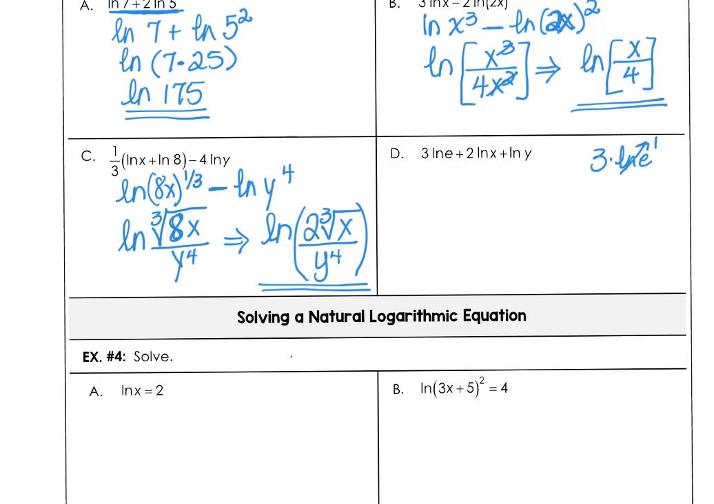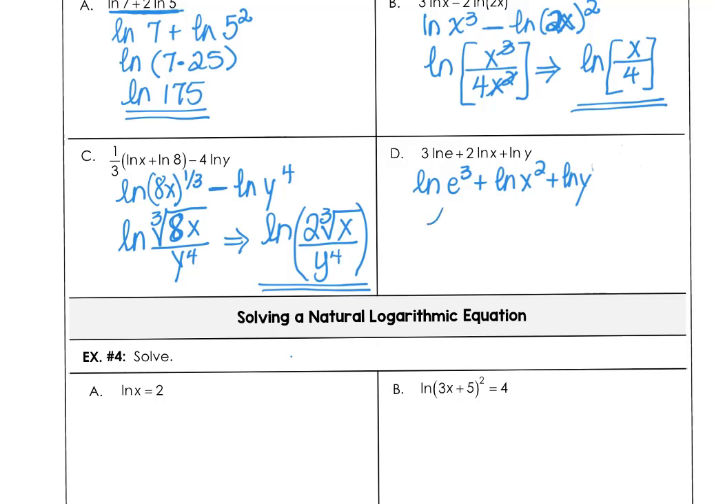That's just 3 times 1. But then I couldn't write the expression as a single logarithm. So I'm going to just leave that as natural log of e cubed plus natural log of x squared plus natural log of y. That way, we're going to have just one single term, one single expression when we get to the end. Otherwise, I would have 2 terms by having 3 plus the natural log.